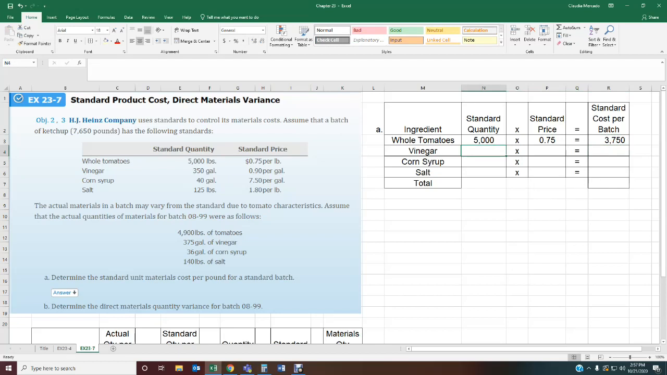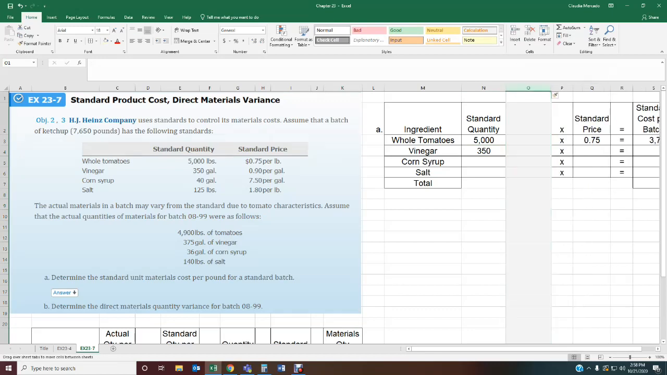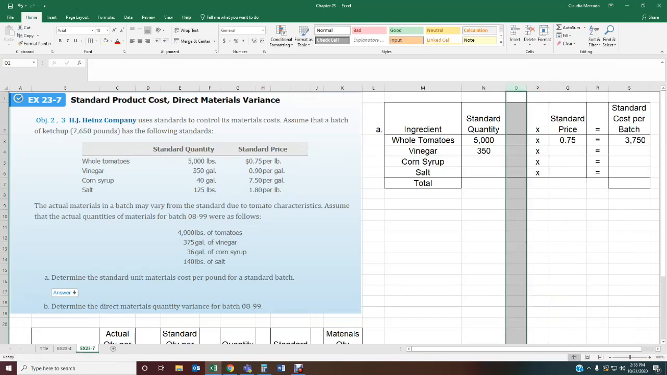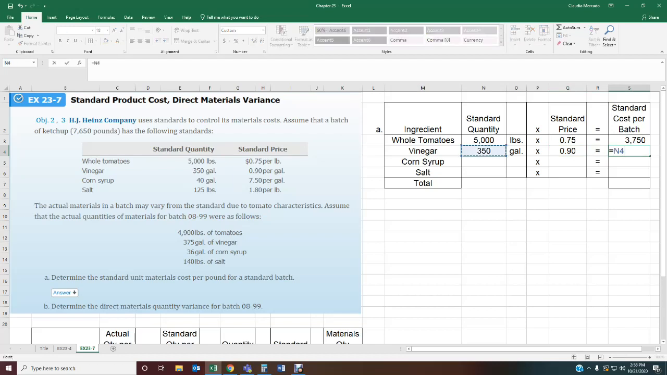Now we're going to do the same thing for vinegar. For vinegar, I need 350 gallons of vinegar. And let me insert a cell here, that way I can label these correctly. So this is pounds. This is gallons. That way I know. Okay, so I've got 350 gallons, and every gallon costs me 90 cents. So I am going to multiply my 350 gallons times my 90 cents, and that's going to give me $315.